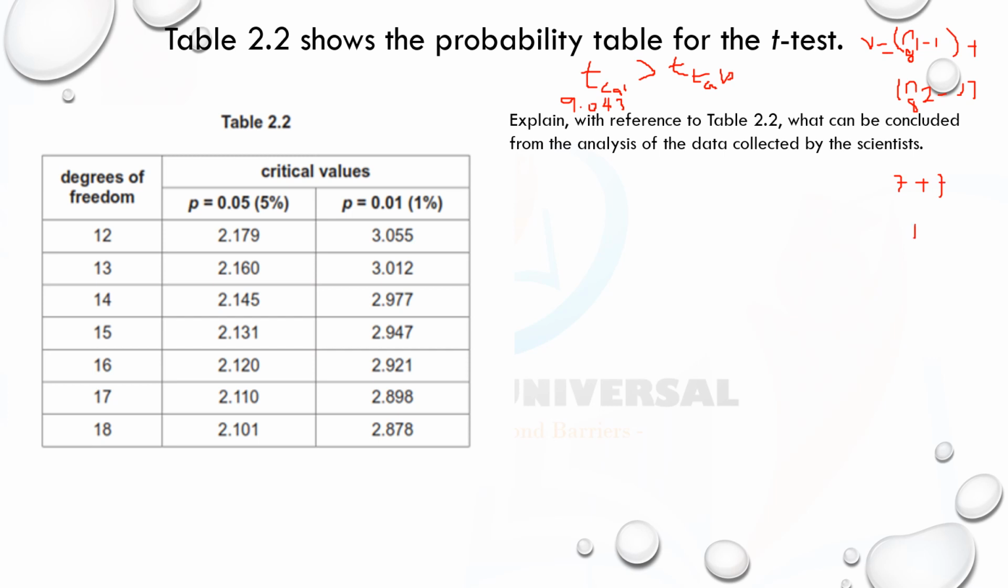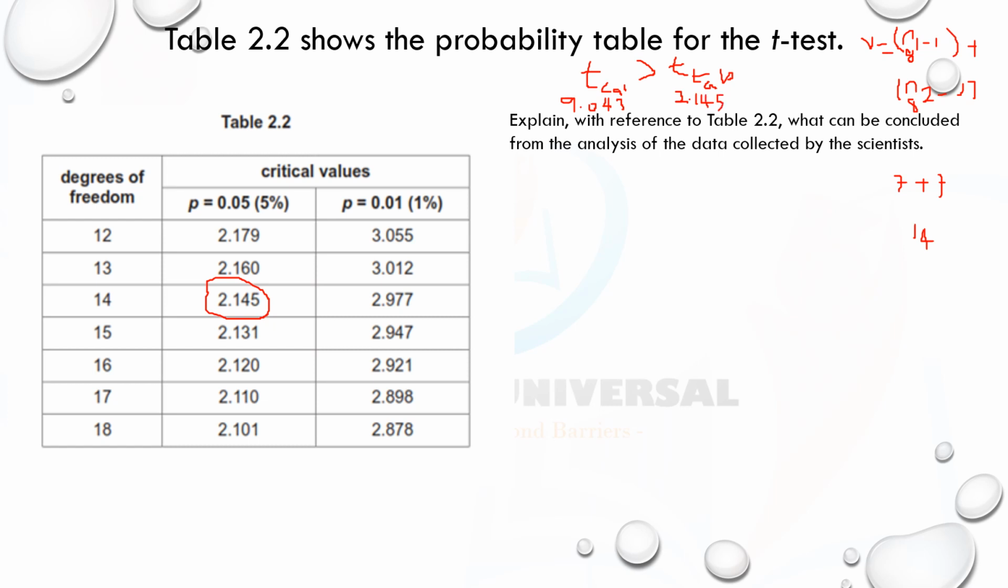Now I'll go to the table, go to degree of freedom 14, and trace it to critical probability of 0.05. This is it. If you compare here, this is for 0.01, this is 0.05. So you can see that's 2.14, sorry, T tab is 2.145, compared to T cal.